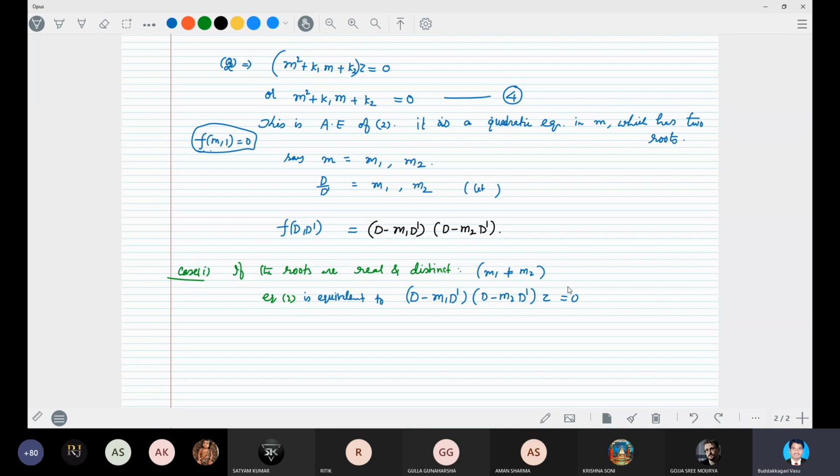For homogeneous PDEs, the solution has two parts: one is the complementary function and the other is the particular integral. First, we will see the procedural methodology for finding the complementary function, and then I will explain the particular integral also. Once these two parts are understood, we can write the solution, complementary function plus particular integral. This is our aim for getting the solution of homogeneous PDEs, and this methodology can be extended to solve non-homogeneous PDEs.